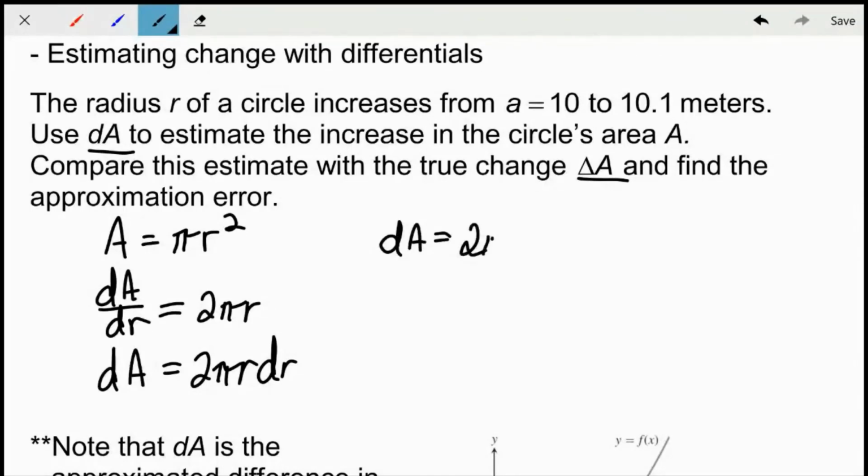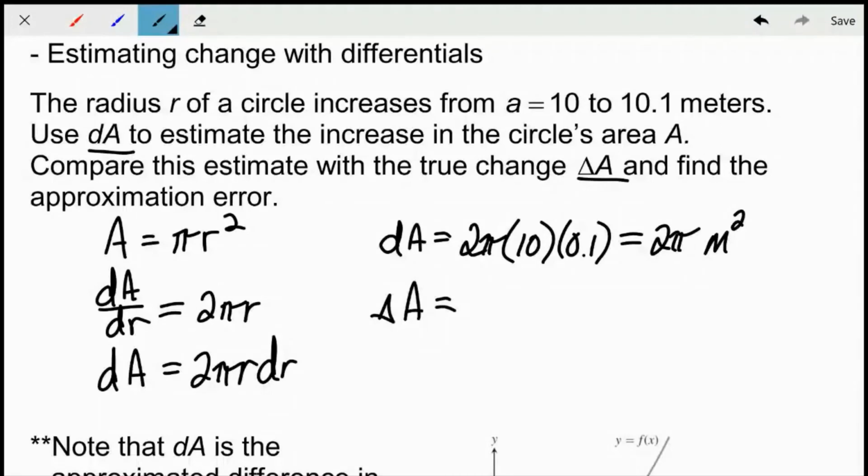It's 2 pi. My original radius was 10. My change in the radius was 0.1 meters. And if I multiply that out, this is telling me that my approximated change in the area is 2 pi meters squared. Now, we want to compare that. What's the actual change in the area?